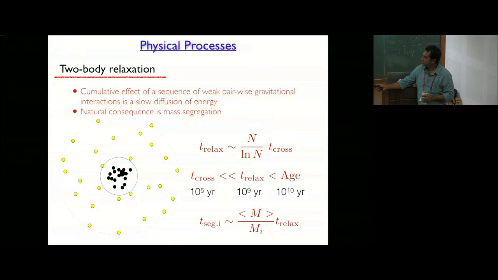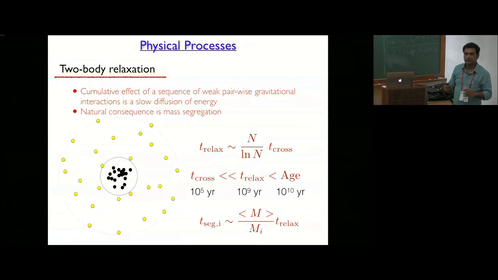These are some relevant time scales. So relaxation time, I will talk more about it tomorrow. Crossing time is how long it takes for a star to cross from one end to the other end. Relaxation time is how long it takes for a star's orbit to forget its initial orbit. I will explain what it means. And for globular clusters, this is what the typical values are. So roughly 1 billion years. The age is about 10 billion years. So all globular clusters are relaxed.